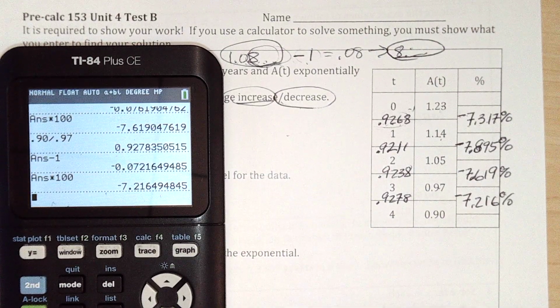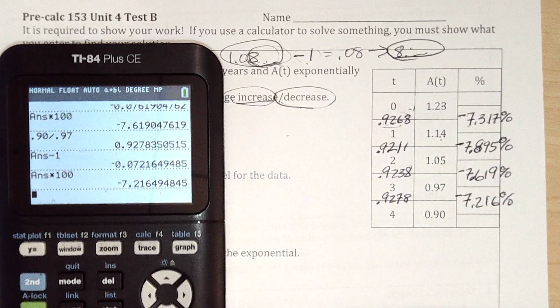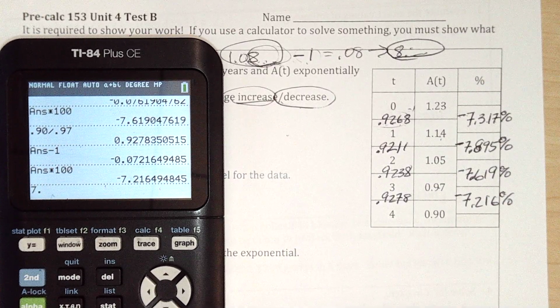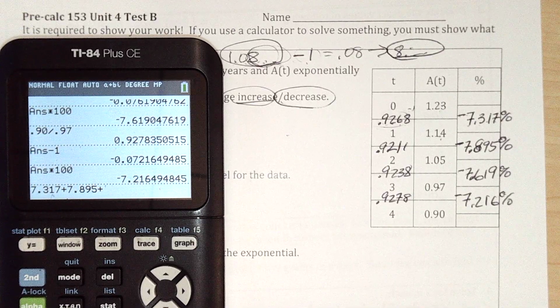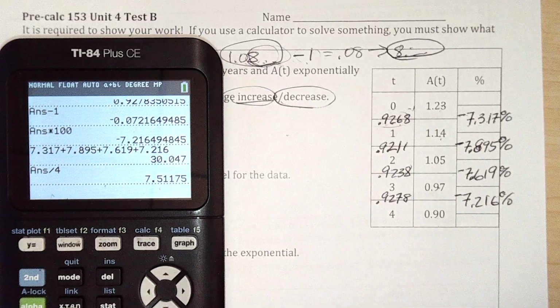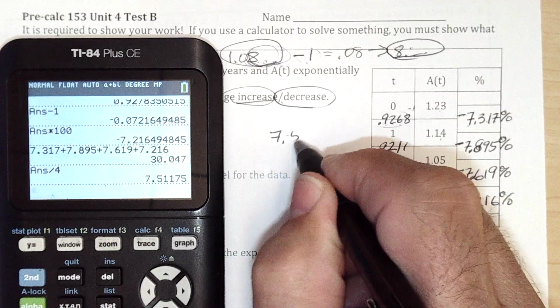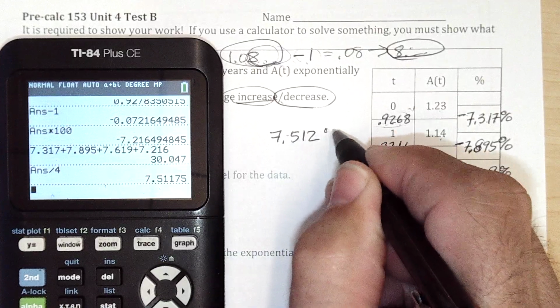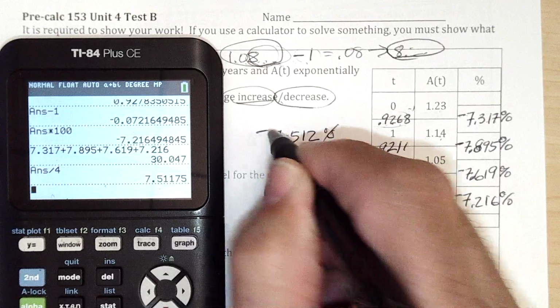So they're all negative, so I'll just put negative in my answer. So I'm going to go 7.317 plus 7.895 plus 7.619 plus 7.216 divided by 4, and I get a 7.512% decrease.